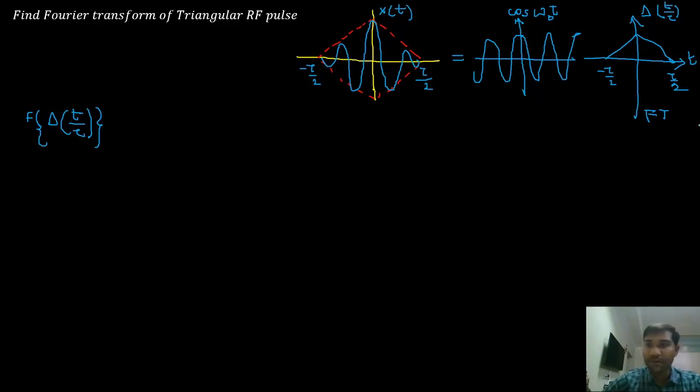So now I can represent my triangular function. How can I represent it? Let me represent it in two different ranges: from minus tau by 2 less than t less than 0, and 0 less than t less than tau by 2, right? That is how I can represent my triangular function.